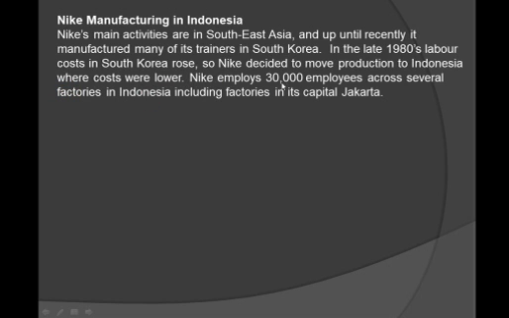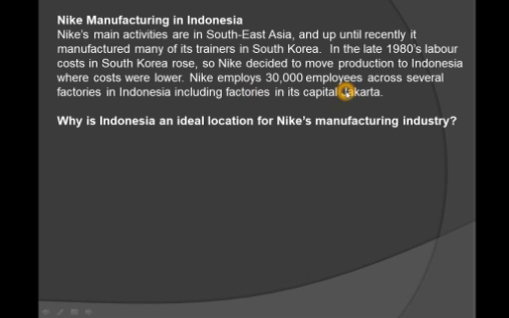Nike employs 30,000 employees across several factories in Indonesia. That means they have not just one factory but several factories, employing over 30,000 people. This is an advantage, that these TNCs come with the jobs. 30,000 Indonesians are being employed in Nike. So one of the factories is located in Jakarta. Jakarta is the capital city of Indonesia, located on an island of Java.